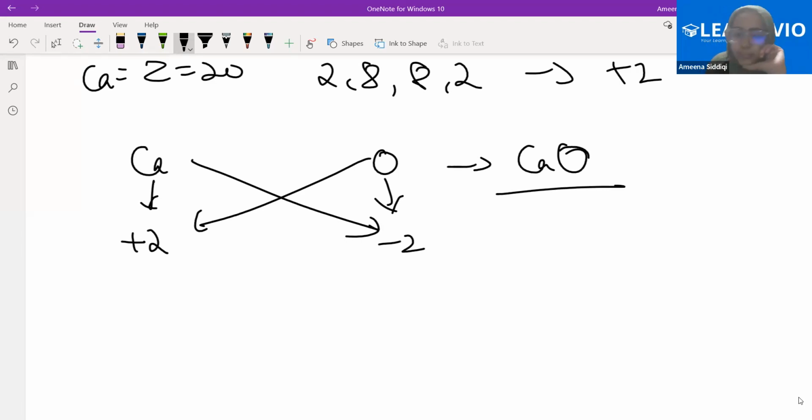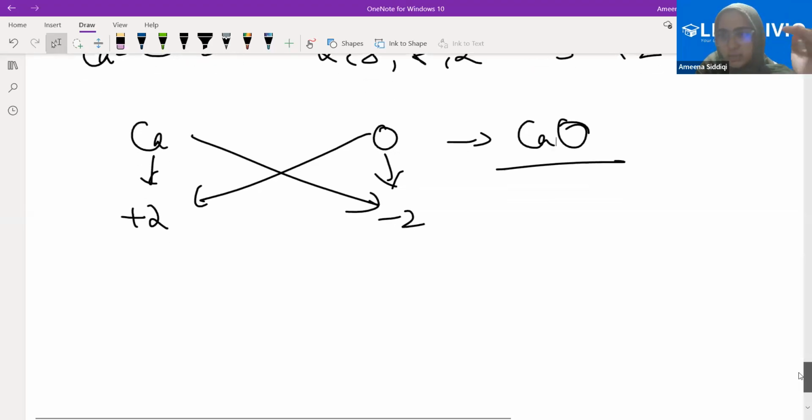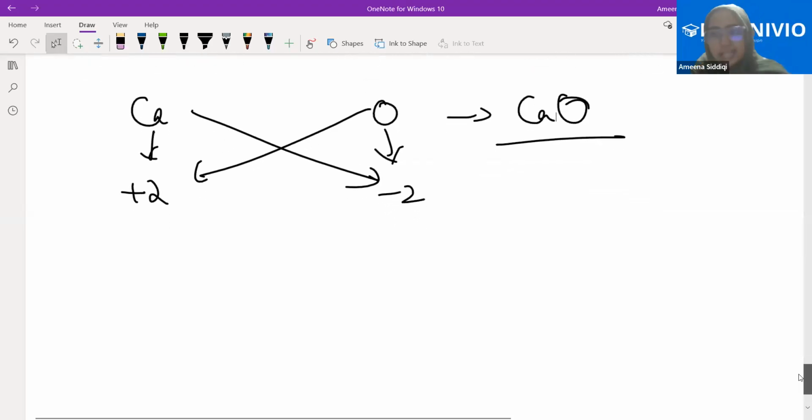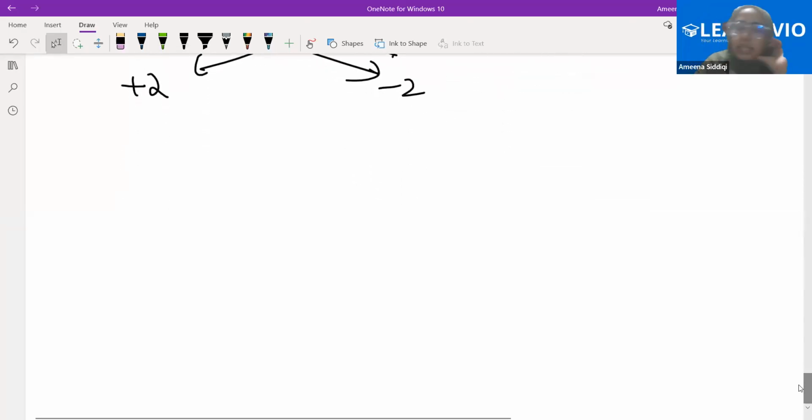Now see, we have three steps. If I ask you to calculate the chemical formula, you will have to follow three steps. First, write the symbols of the elements. In this case, we had Ca for calcium, O for oxygen. Then below that, write their respective valencies. In this case, we had plus 2 and minus 2, right? Then crisscross it. Just crisscross. That's it.